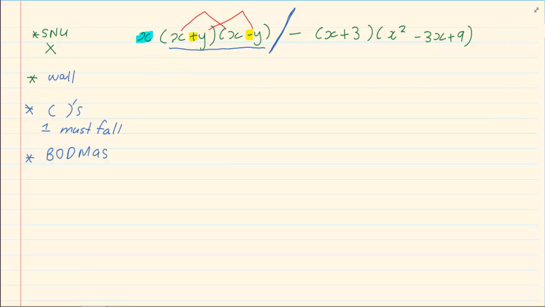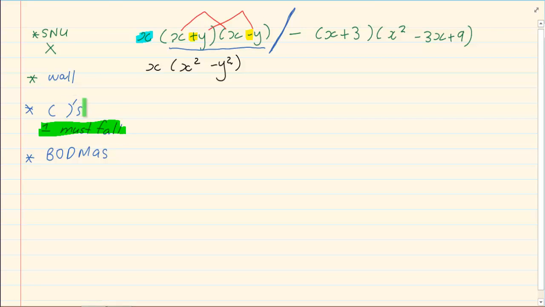So we're going to work with the brackets first in this part of the question. So we're going to leave our x and we're going to end up with x squared minus y squared. Now, you would see that I only put one set of brackets, even though there were two sets on top. I only put one set at the bottom because one set of brackets must fall every time you are using your brackets.